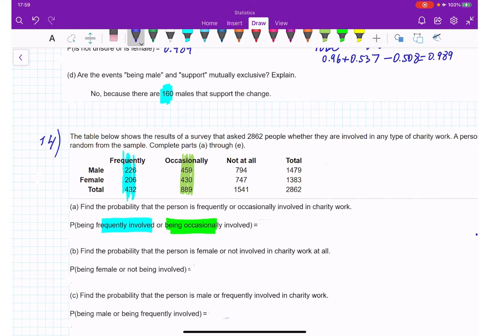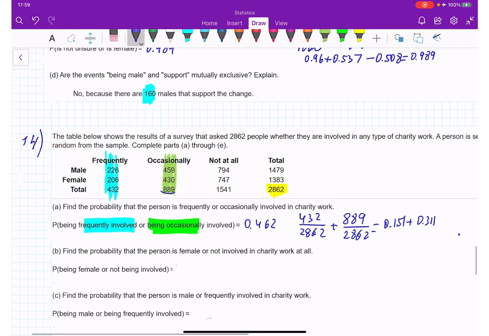So it's going to be total 432 over 2862. This is our grand total. And then plus 889, this is the occasionally case total, over 2862. And that is equal to 0.151 plus 0.311. And the answer is going to be 0.462.